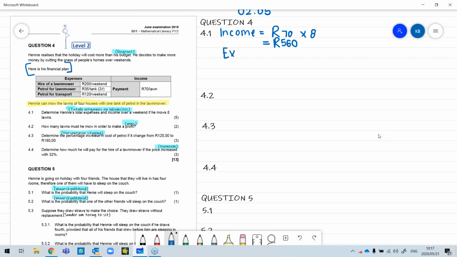For his expenses, he is going to hire a lawnmower for 200 rand for the entire weekend. He is going to purchase petrol for transport, so it's also 120 rand for an entire weekend. And then here is where the catch comes in. 35 rand of petrol per tank. Now remember, he is mowing 8 lawns and he needs 1 tank for each 4 lawns. So we are going to purchase 2 tanks for the weekend. If we add all of this information together, it gives you an answer of 390.